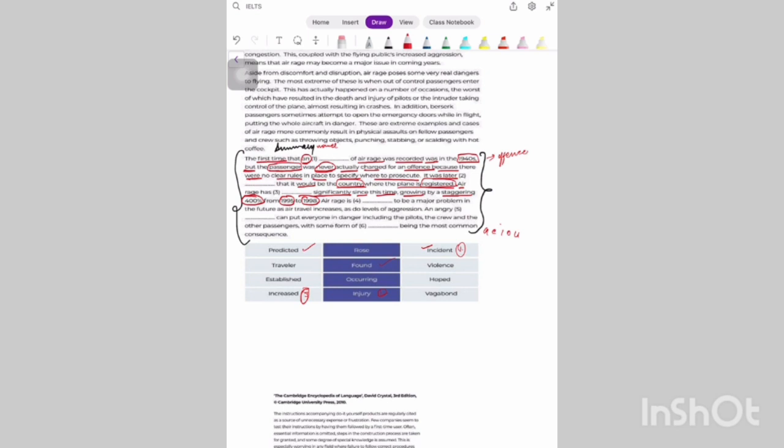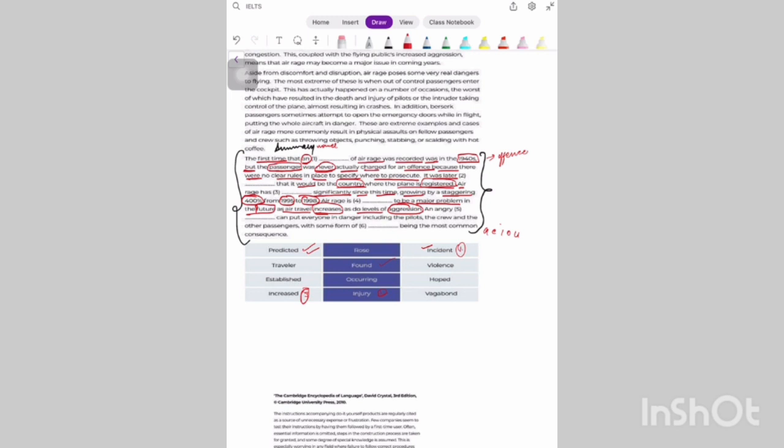Air rage is dash to be a major problem in future. Okay, so they are saying that in future they think of it. So again, predicted would be the word. Air rage is predicted to be a major problem in the future as air travel increases, so do the levels of aggression. An angry dash can put everyone in danger.